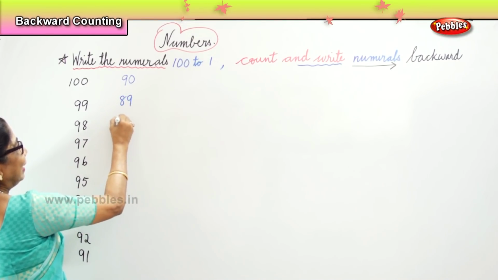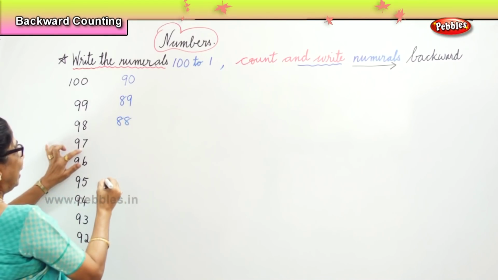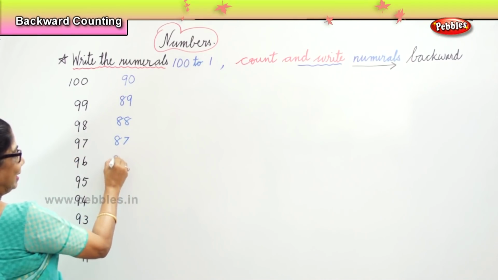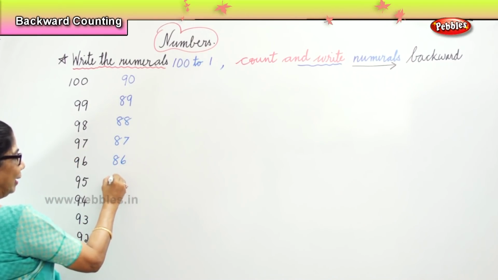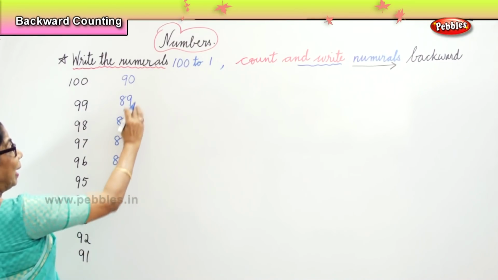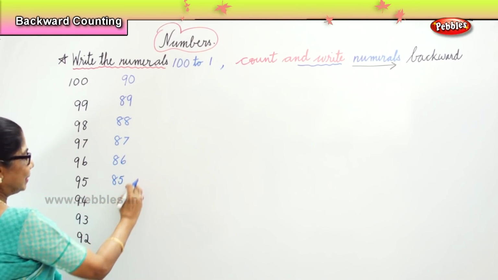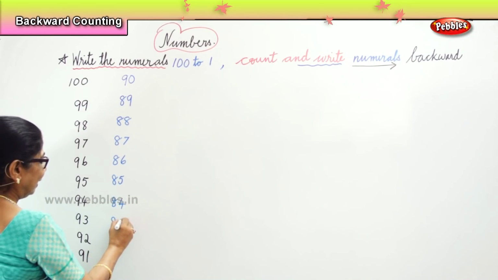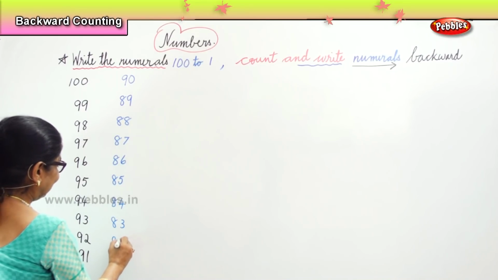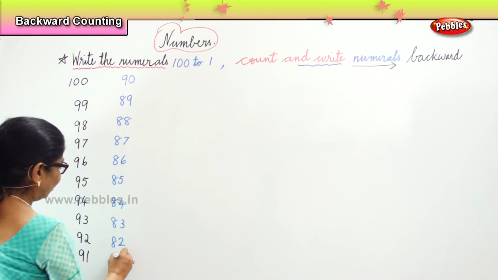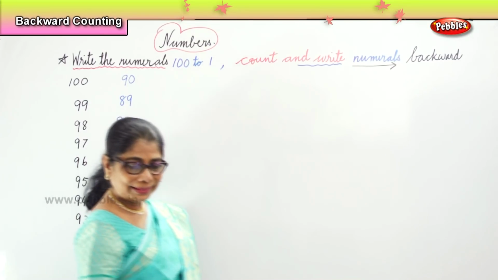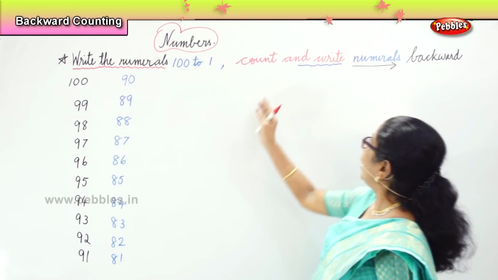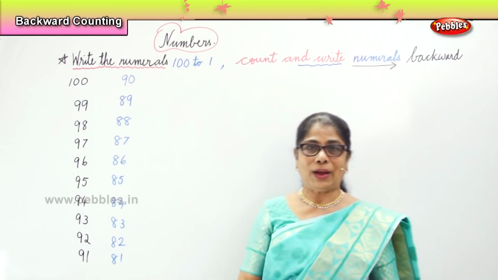1 less, 88. 1 less, 87. 1 less, 86. Go on. 85. See the pattern. 9, 8, 7, 6. So, 84. Next, 1 less. 83, 1 less. 82, wow, 81. Okay, so we learned to count and write numerals backward.